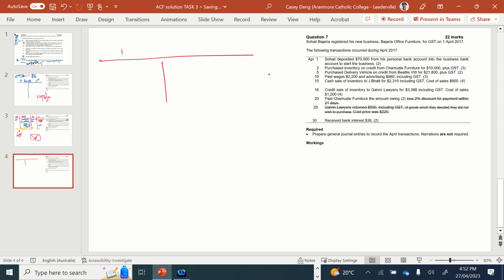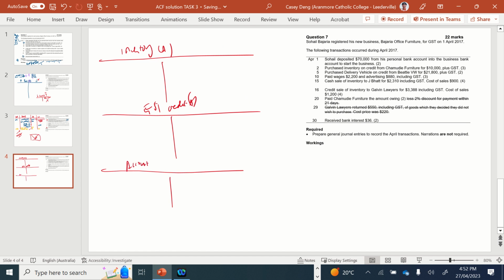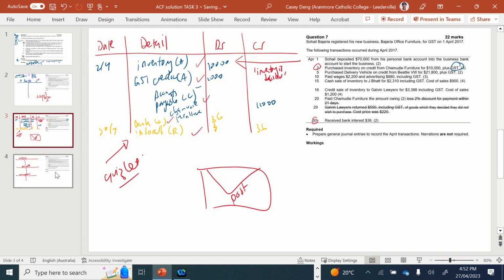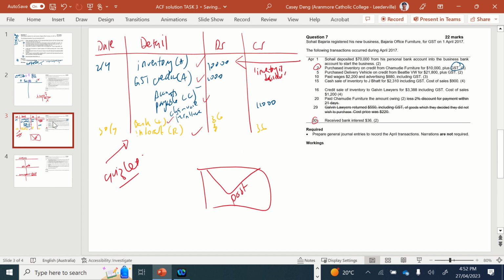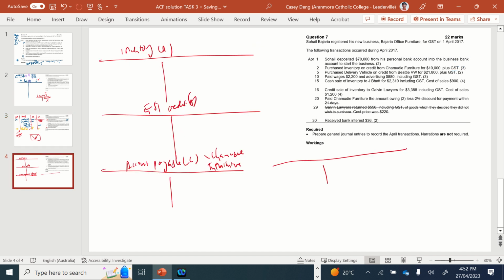Okay, so I'm going to start with my inventory account. I'm just going to list it one by one. Inventory, GST credit, asset, accounts payable. Now in your test, you don't need to write it out. They will be given to you. It might be helpful if you want to write what sort of account they are. Chamudi. And we do normally write who our accounts payable is, Furniture. And then we've got bank and interest revenue.